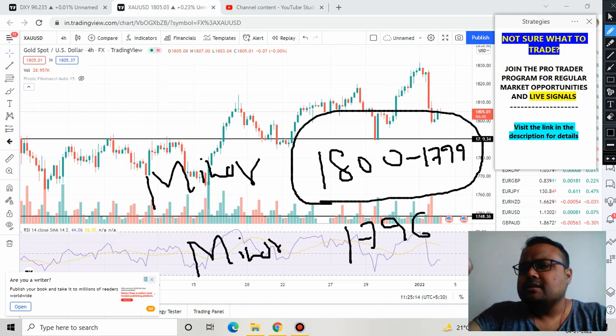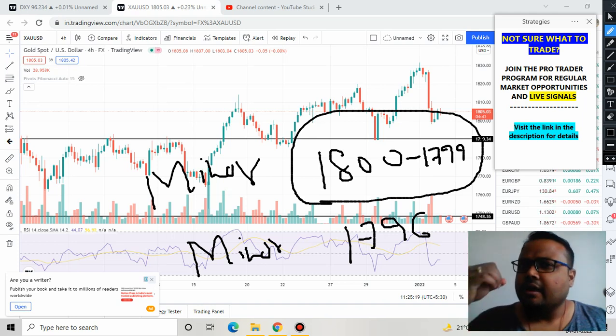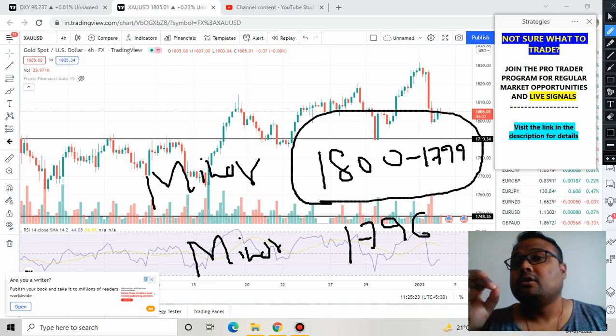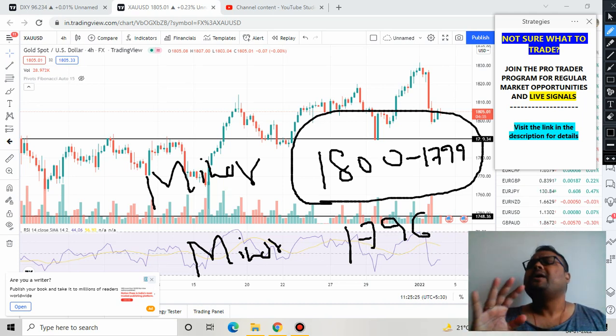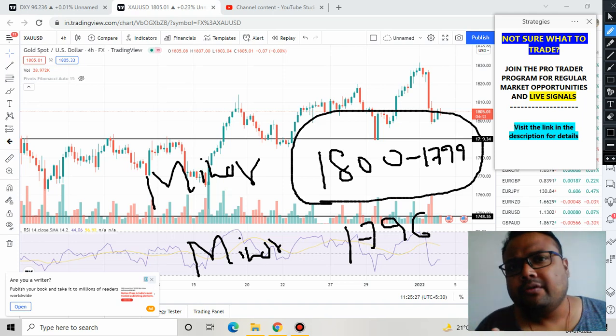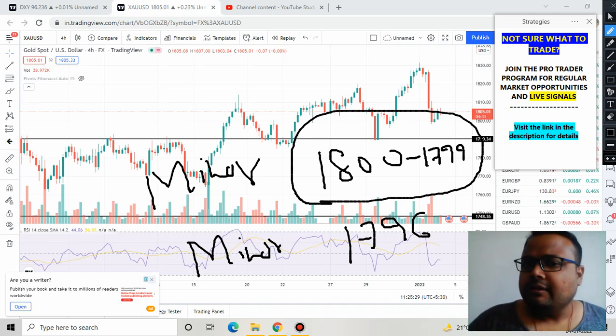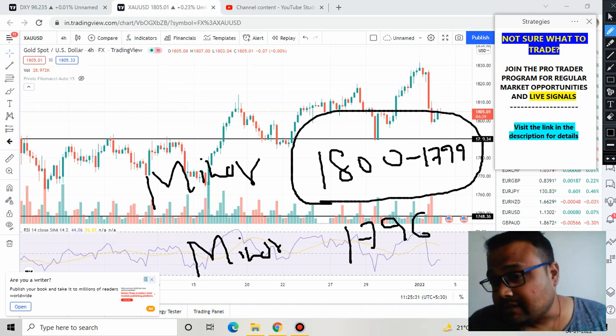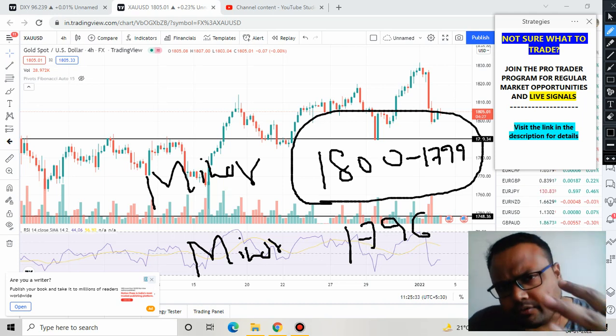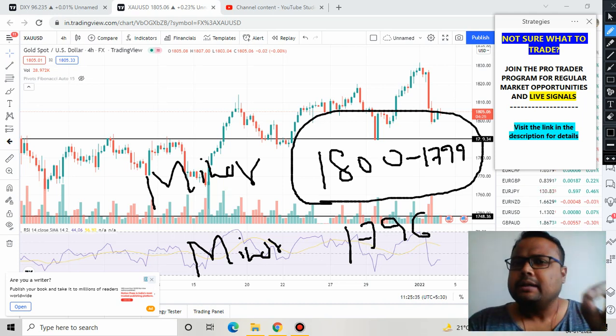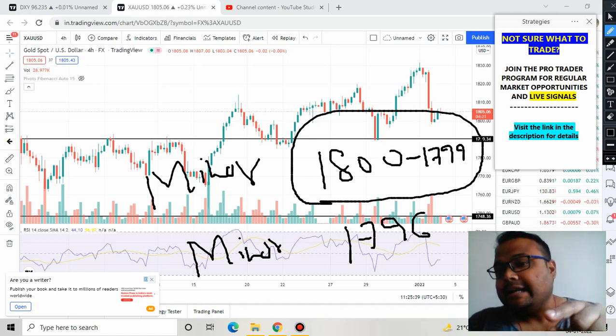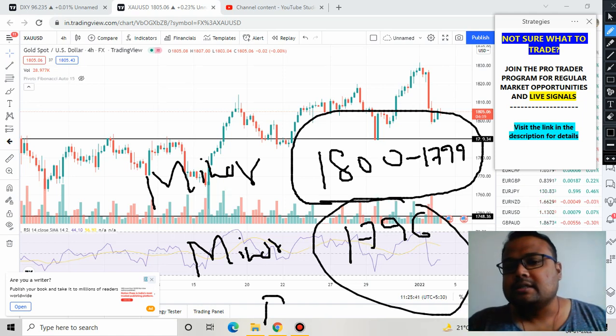So in case there is a fall in the market, if gold comes down to this 1800 level and bounces, if you want to take a buy, you can take a buy. But again, I'll say this is not the strongest level. It can be quite risky. If you can afford to take risk, you can go for it. Similarly, if it comes to the level of 1796 and bounces, you can buy. But in comparison to the 1790 level, this 1796 is a risky level.